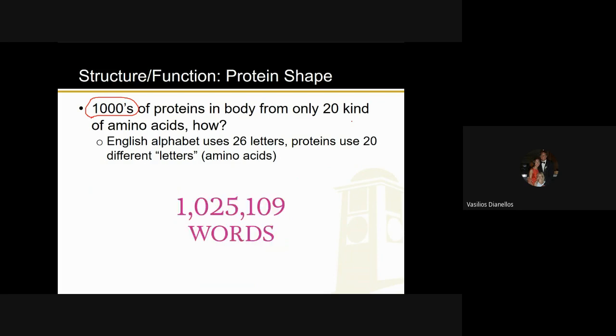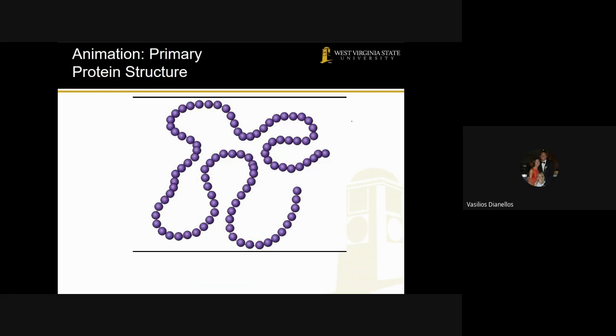Back when I first made this PowerPoint, I think there were 1,025,109 words in the English language, but you definitely don't need to know that for the exam. It's just an example. If you download the PowerPoint, you can watch this little clip right here that talks about the primary protein structure.